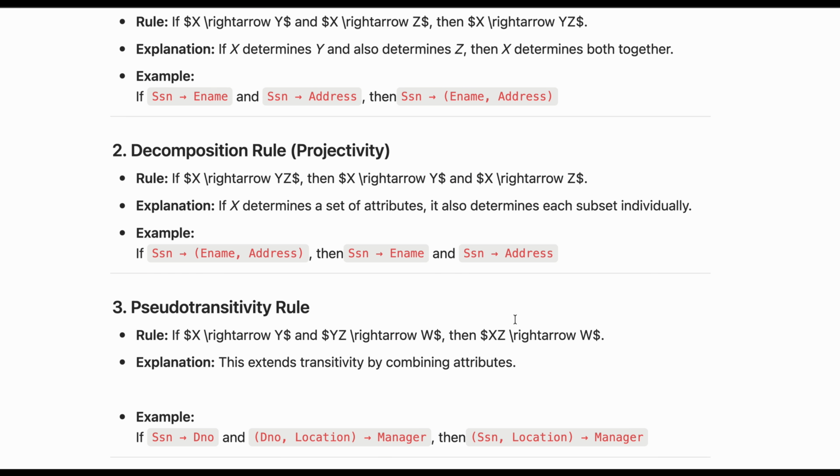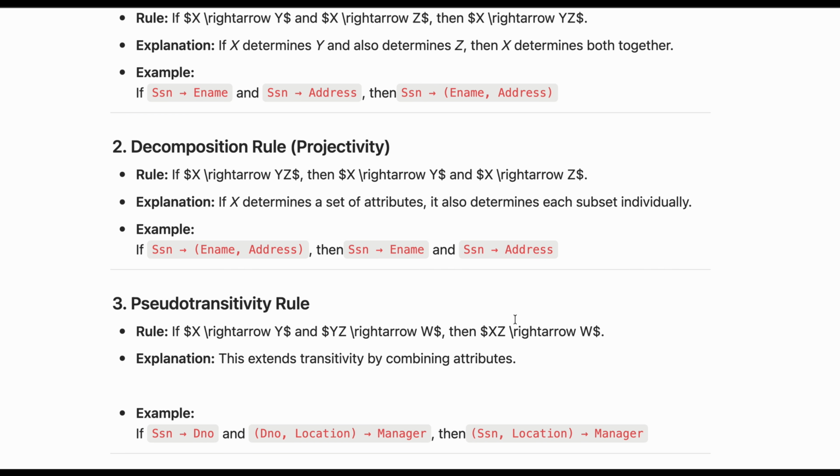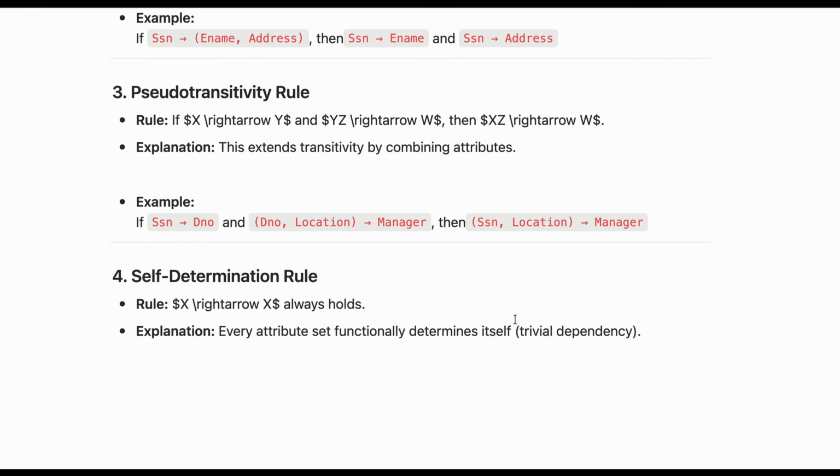Now move to the third one, which is the pseudo transitivity rule. If X determines Y and Y along with Z determines W, then X along with Z determines W. For example, if SSN determines department number and department number along with location determines manager, then SSN and location together determine the manager. Now move to the next one, which is the self-determination rule. In the self-determination rule, any attribute set always determines itself. This is called a trivial dependency.